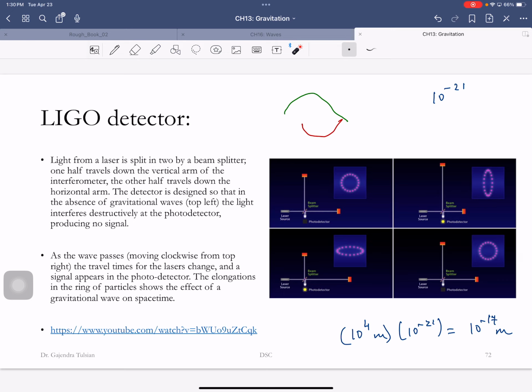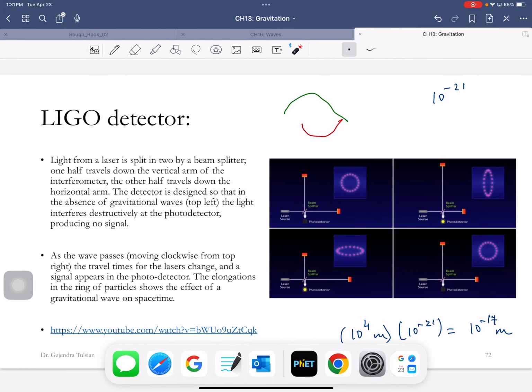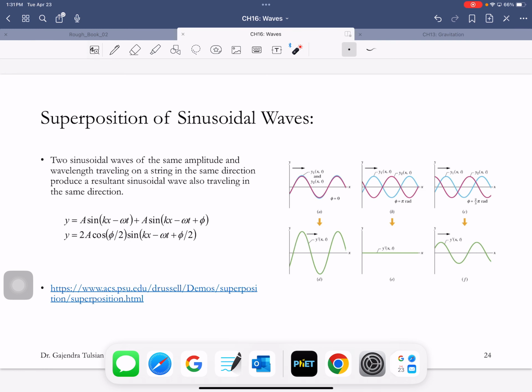10 to the minus 17 meters is roughly the size of a proton. Let me state this again. The distance from here to Beach Street, as the gravitational wave passed, increased by the width of a proton. And there was light there. So that's interference. Think about this one, the greatest experiment to date. All right, so we understand that?